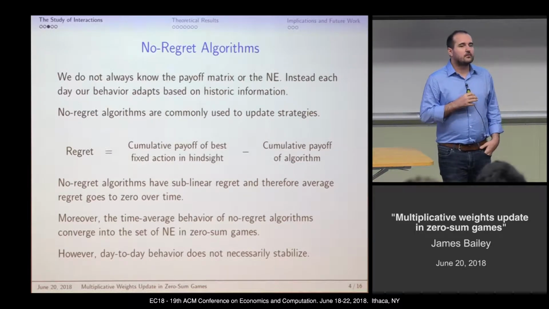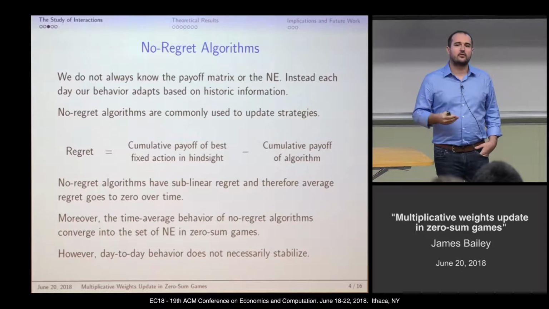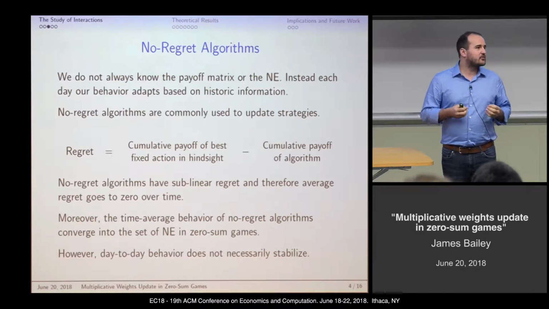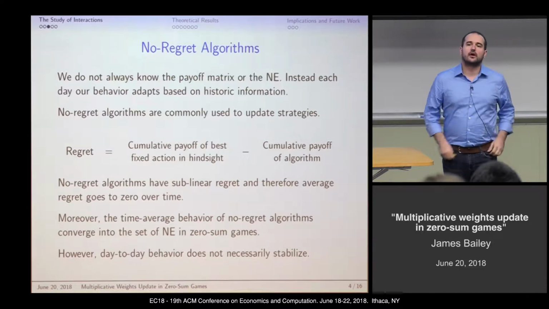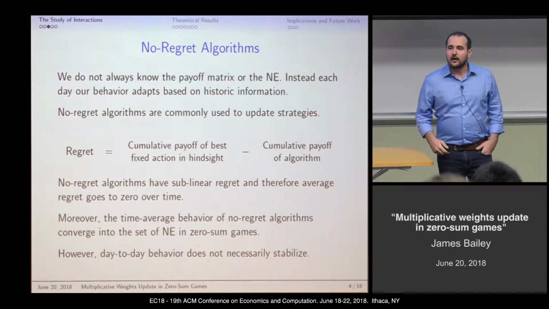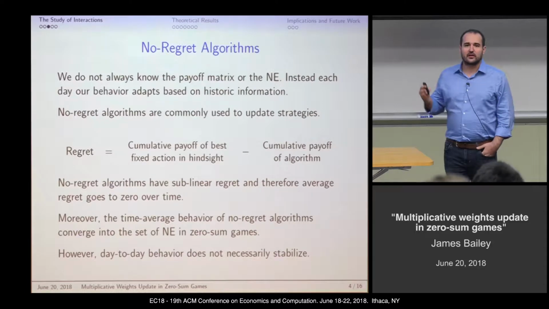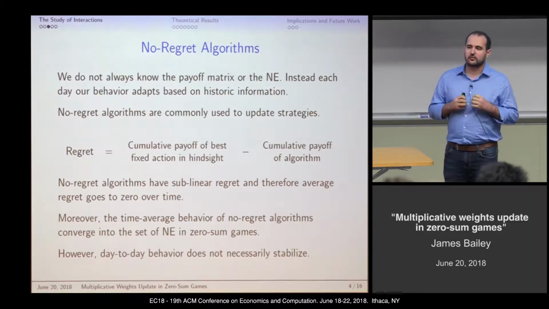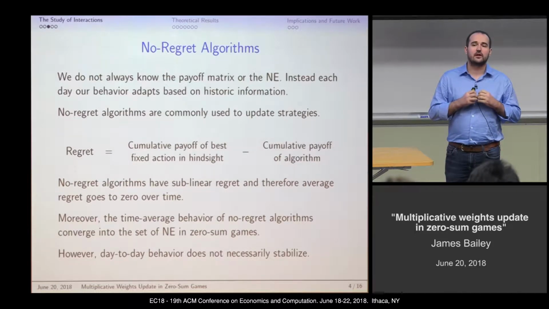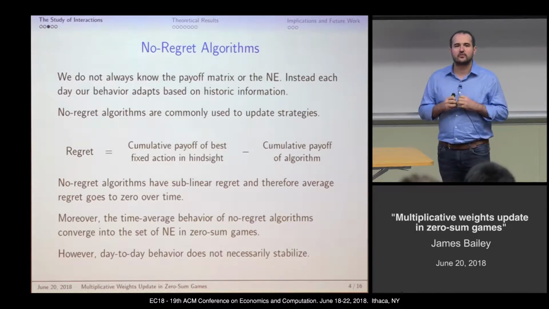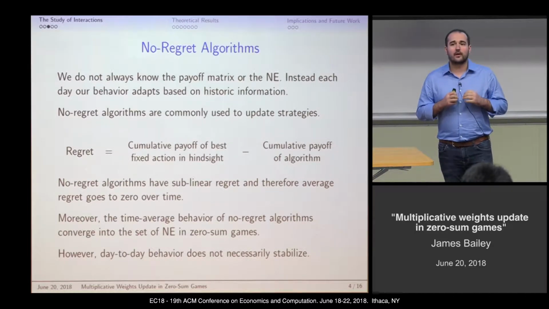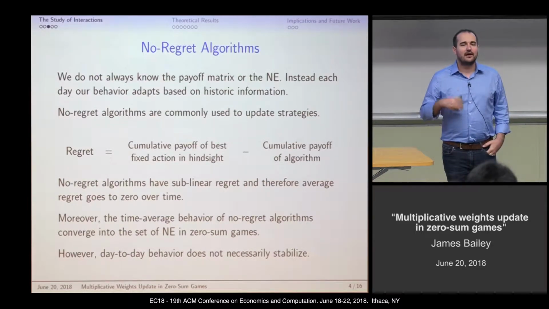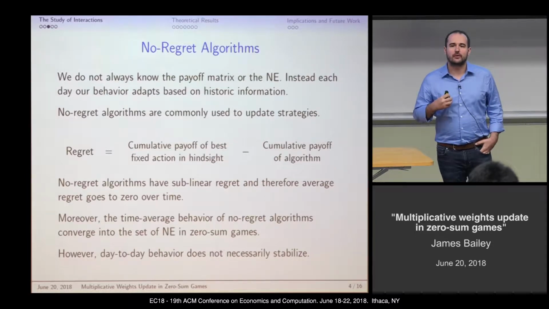Regrettably, we don't always know the payoff matrix. We don't always know the Nash Equilibrium, so we have to do something else on a day-to-day basis. And the consensus is that we're going to use some sort of no-regret algorithm. And of course, no-regret algorithms have nice guarantees on utilities, but for the sake of this talk, we're going to focus on this nice result in game theory, that when no-regret algorithms are used in zero-sum games, the time average behavior is actually going to converge to Nash Equilibrium.